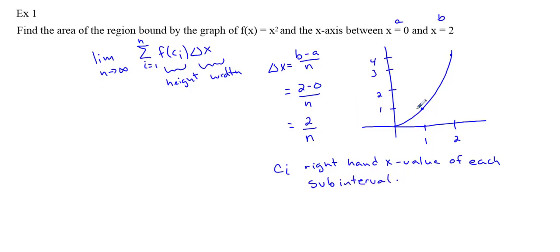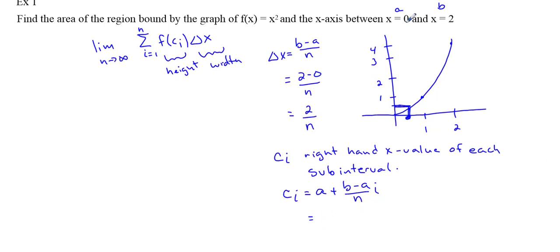Okay, so let's just do a random subinterval, like right here. It's going to look like this, right? So how do we get to the right-hand endpoint? Well, c sub i is always going to be a plus (b minus a over n) times i. Always, always, always. So in this particular case, what does it look like?